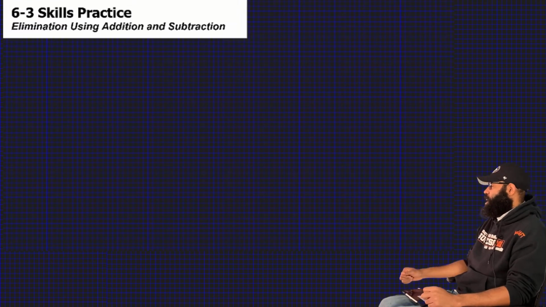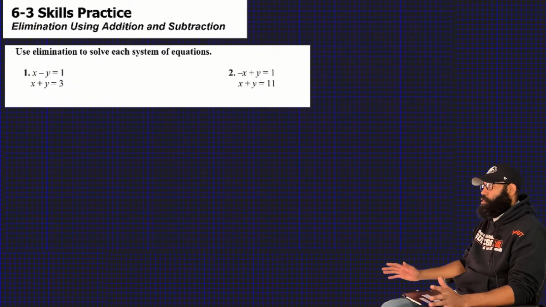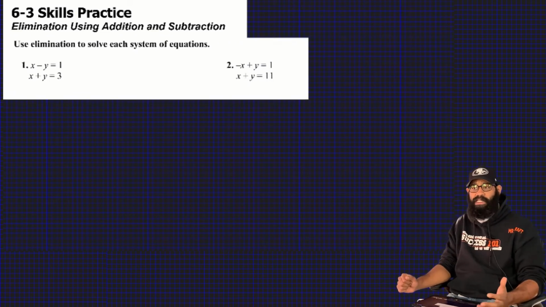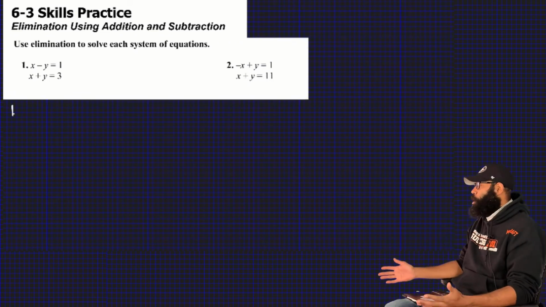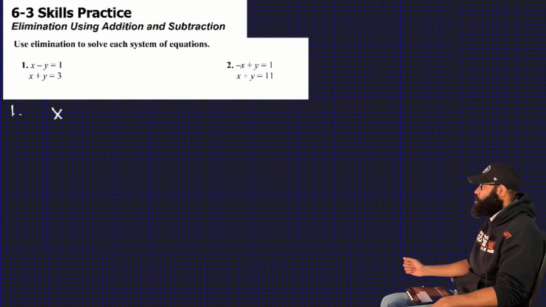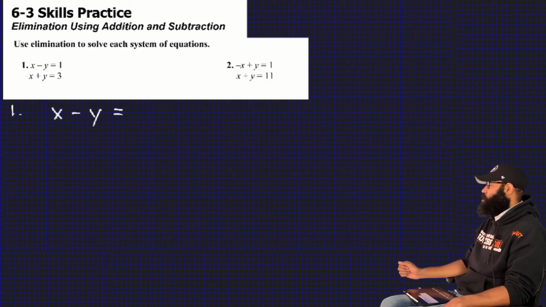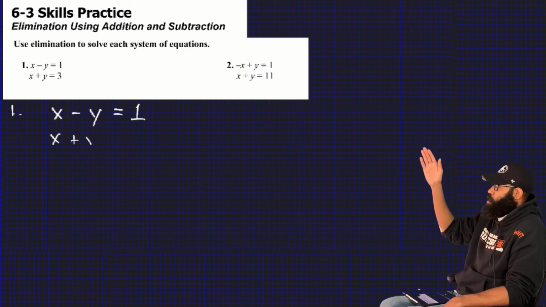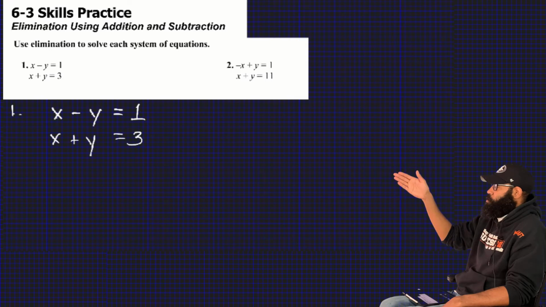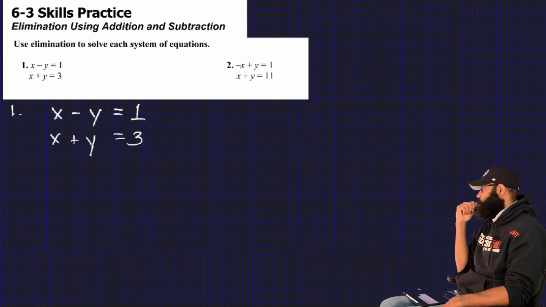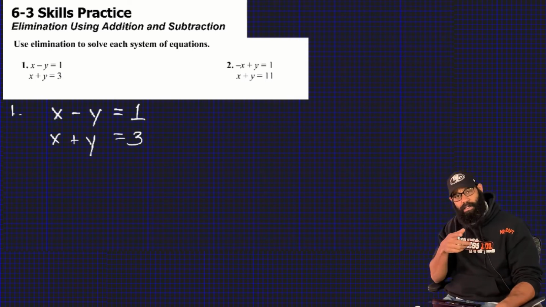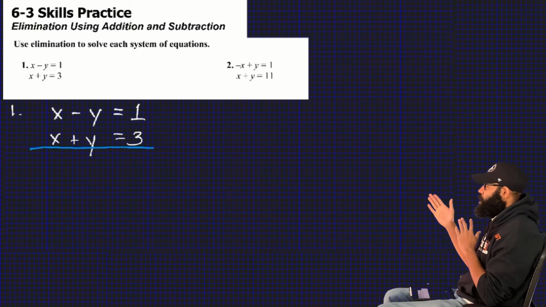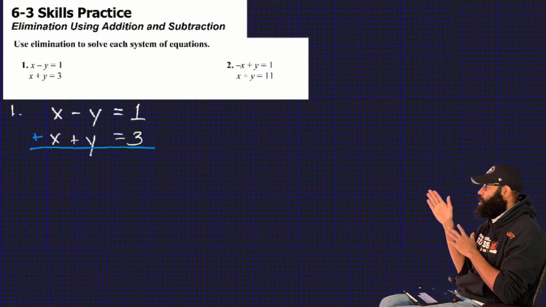Using addition and subtraction. So, one thing we want to start off talking about, guys, is recognizing opposites. The opposite of a positive is a negative. So, I think we're going to jump right into it because in the first system of equations, the first one looks like x minus y is equal to 1. And our second equation, x plus y is equal to 3. Do you see the opposites? Yes, you do. There's opposites in the y term. And what we mean is negative y and positive y will eliminate each other.